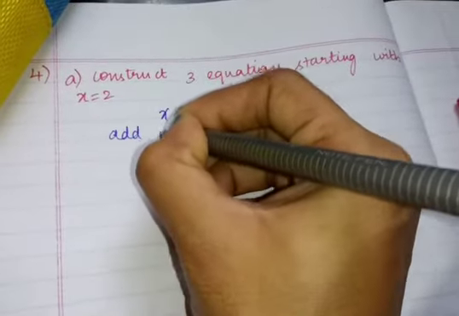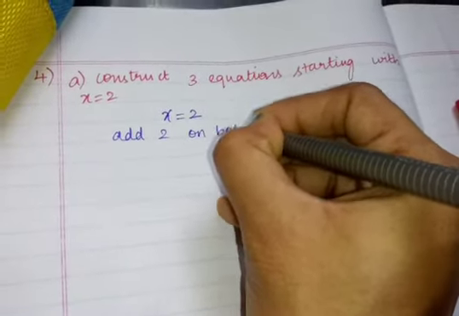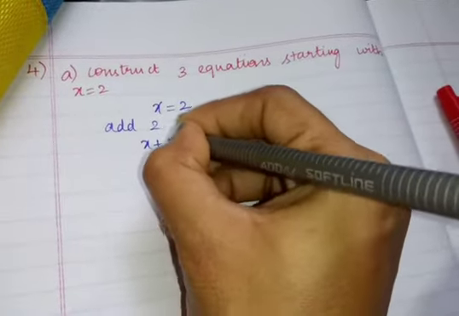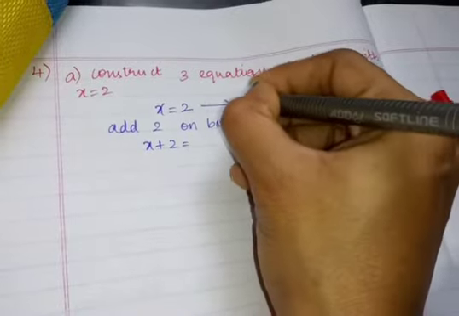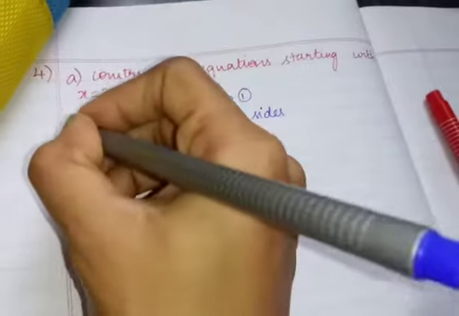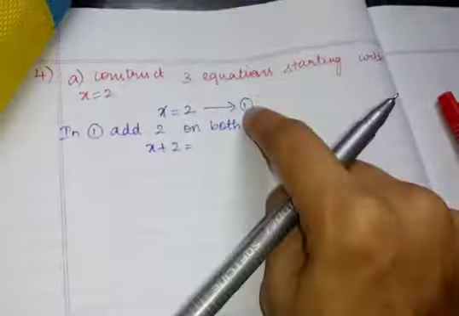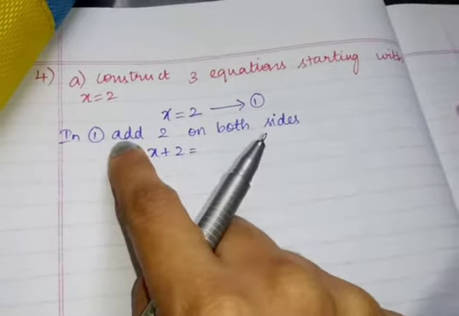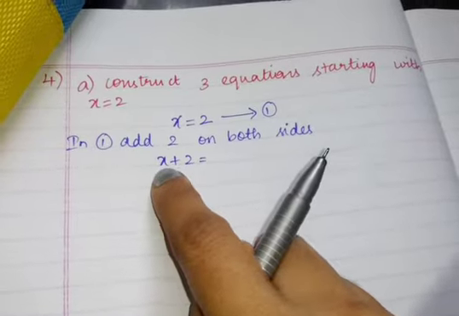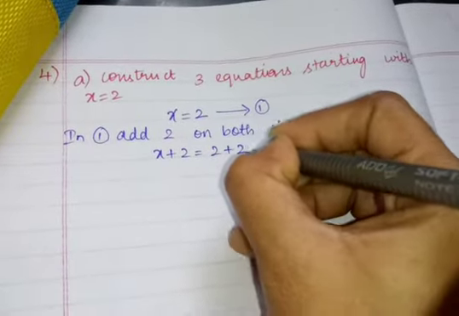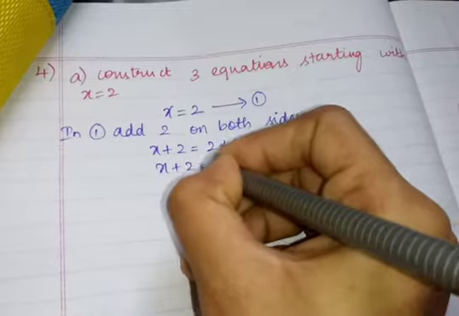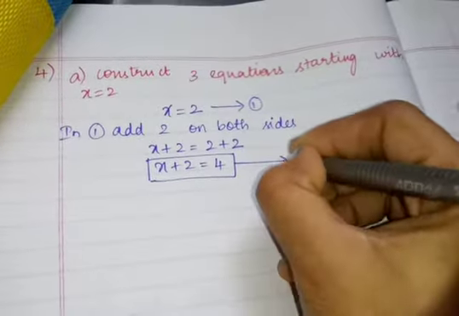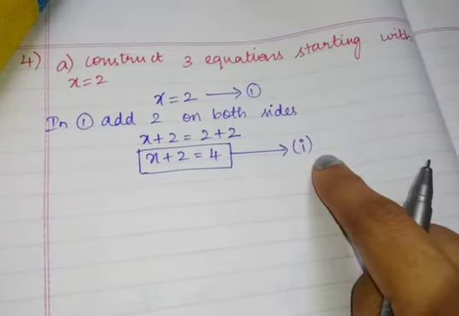Add 2 on both sides. Easy ways you can do. In the first equation, add 2 on both the sides. So x plus 2 is equal to 2 plus 2. So x plus 2 is equal to 4. This is one of the equations. So let us take this as the first subdivision.